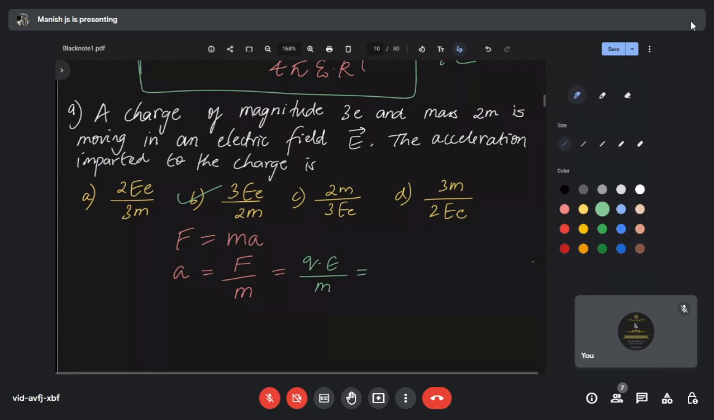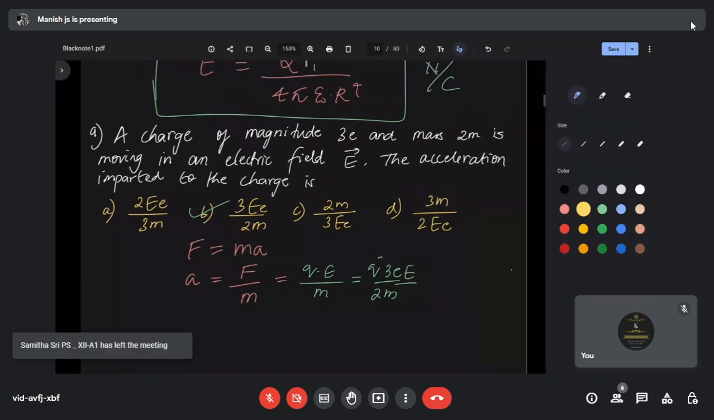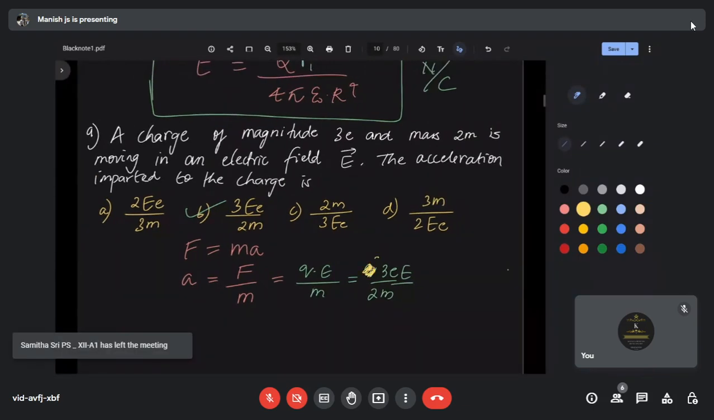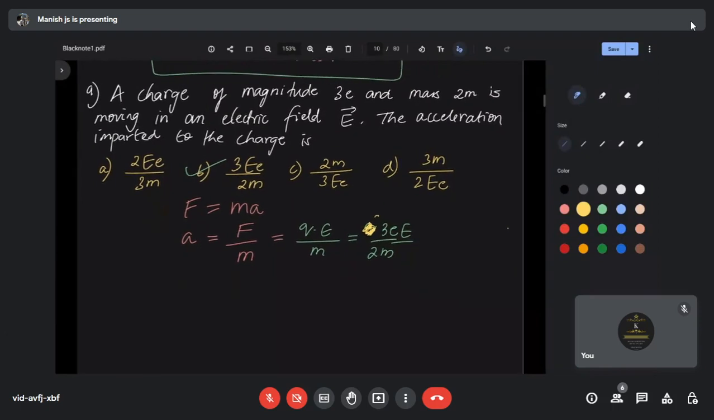Isn't it? Mass வந்து அவங்க क्वेश्चनல கொடுத்திருக்காங்க 2m அப்படி கொடுத்திருக்காங்க. m இடத்துல 2m சப்ஸ்டிட்யூட் பண்ணிக்கோங்க. E இடத்துல வந்து magnitude வந்து 3e. Okay, so you put 3e into the capital E, don't forget that. அவ்வளவுதான். So that is the answer is option B. So 3 into capital E you will get. So Q I am removing. So in the place of Q only you have 3e. Okay, that's it. So 3 capital E small e upon 2m. So option is B. Okay. So this is how you do this.